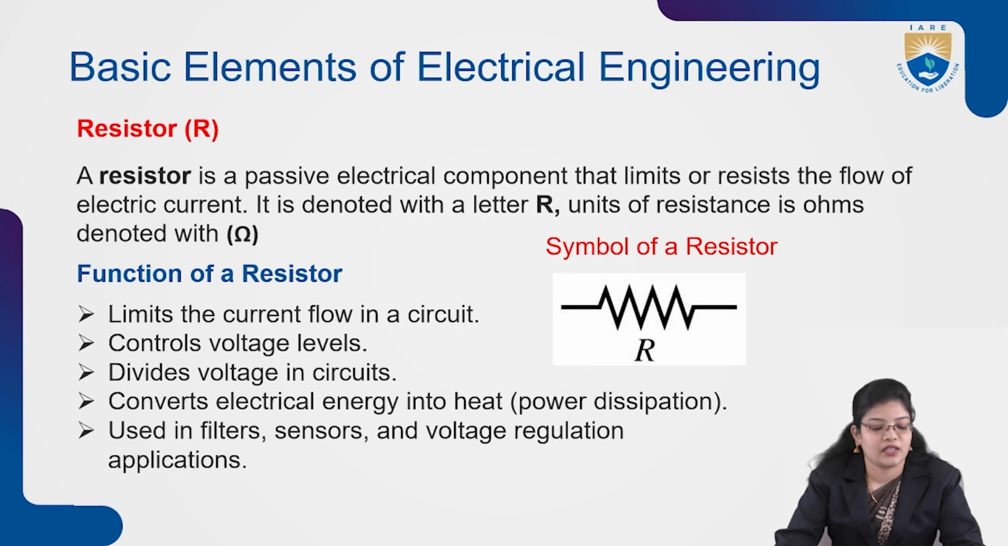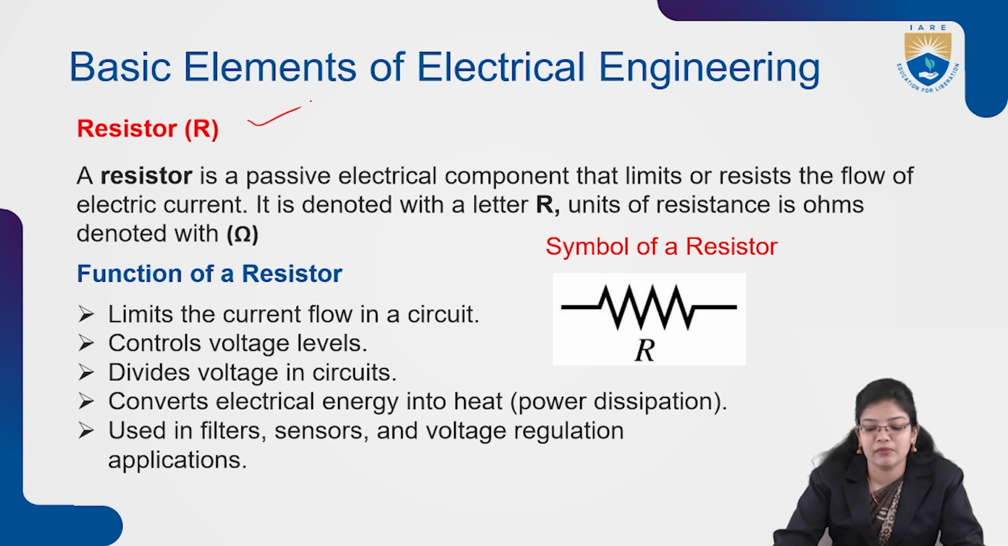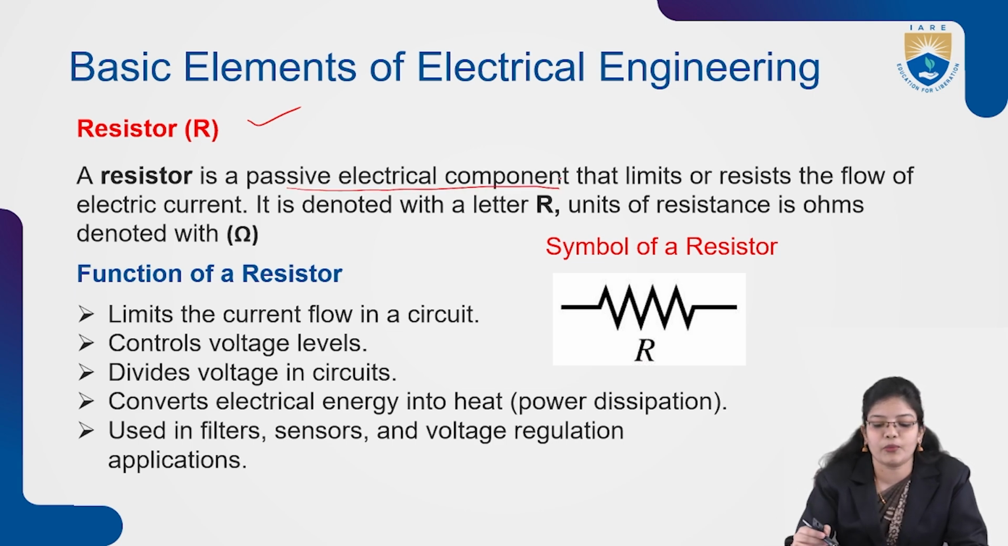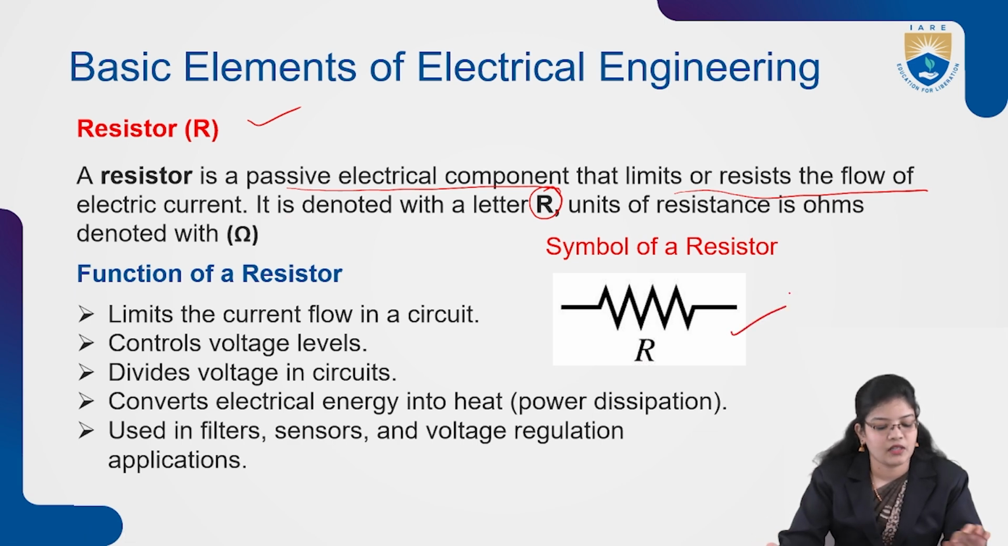Then moving to the passive elements, the first one is the resistor. A resistor is something which limits or resists the flow of current. So the definition: a resistor is a passive electric component that limits or resists the flow of electric current. It is denoted with the letter R. The symbol of the resistor is given here. It will not have polarities. Depending upon the direction of the current, the resistance will be taken as positive or negative. The unit of resistance is the ohm, denoted with the letter omega.